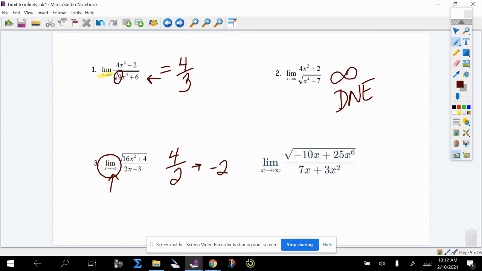And then I wanted to show you this one just because it came from Delta Math. So this one is asking to take the square root of, we're going to look at this leading term. When we do that, we get 5x to the third because you're going to do 6 divided by 2. The bottom, the leading term is 3x squared. So this one also has a bigger degree on the bottom, meaning a finite limit does not exist.